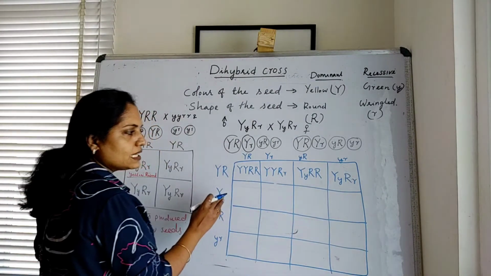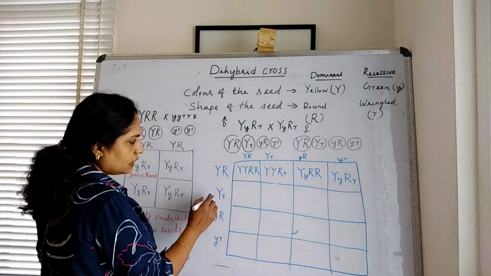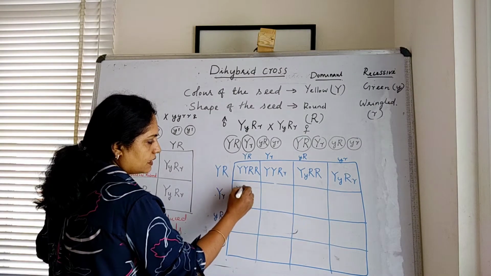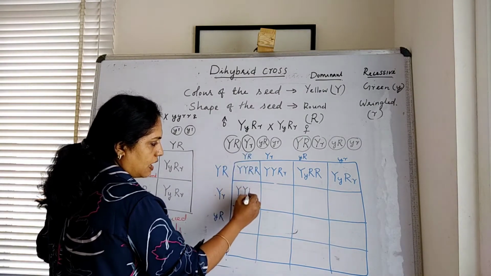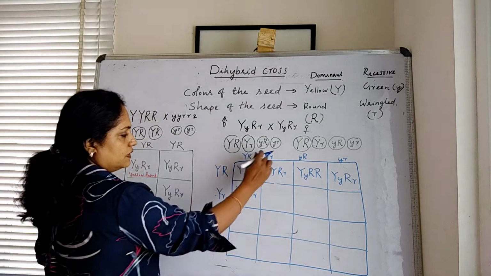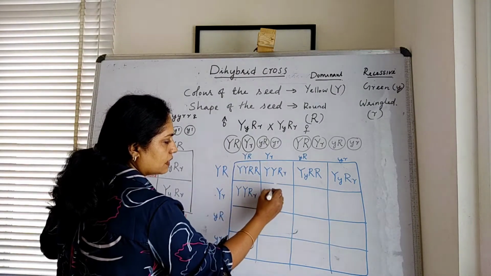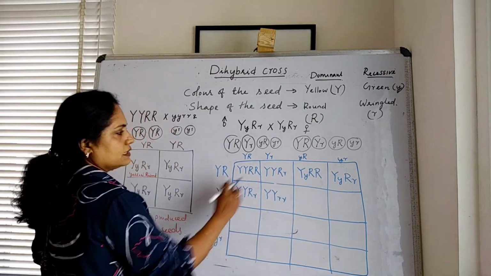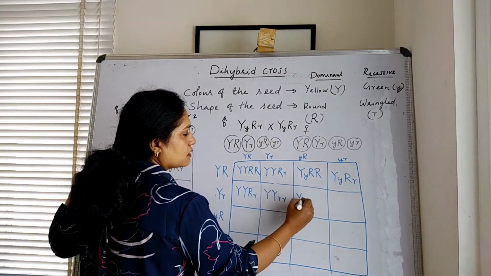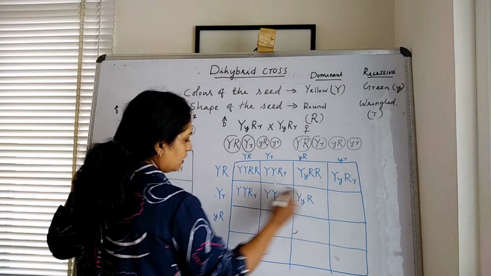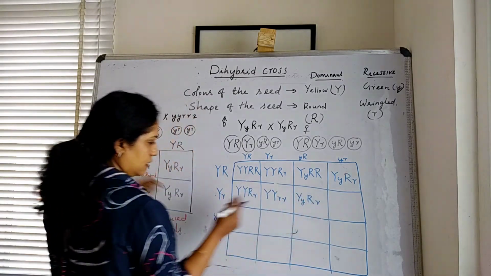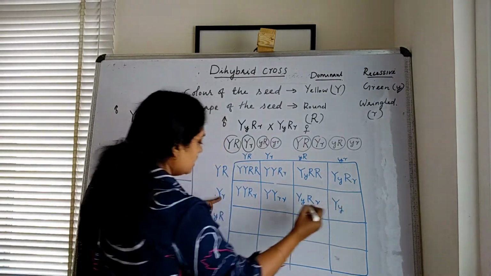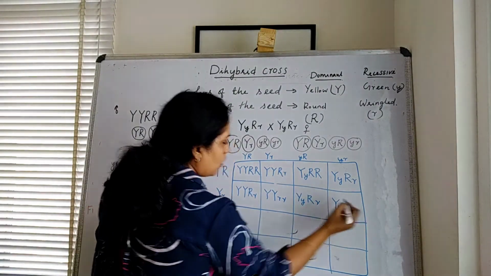Now let us see the second row. This gamete with this: capital Y, capital R and small r. This with this: capital Y, small r and small r. Then these two: capital Y, small y, capital R and one small r. This with this: capital Y, small r, small r.